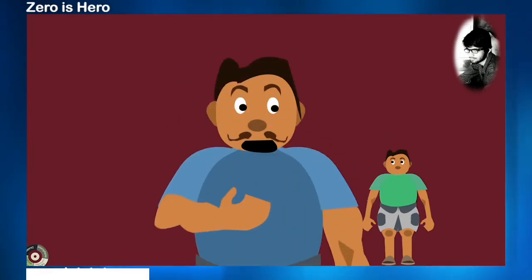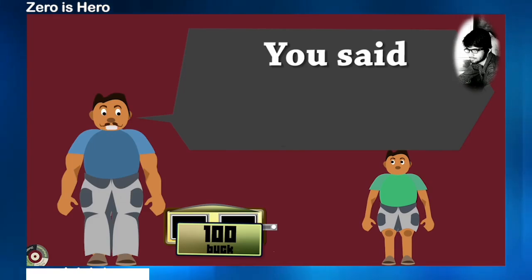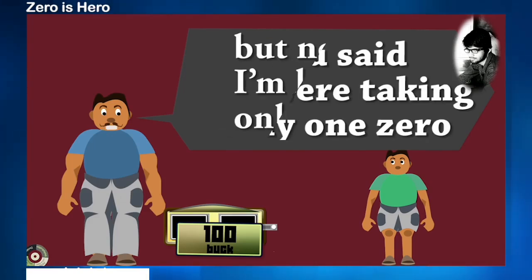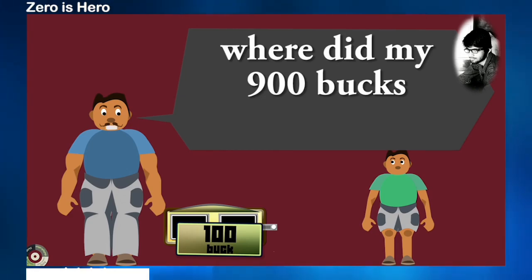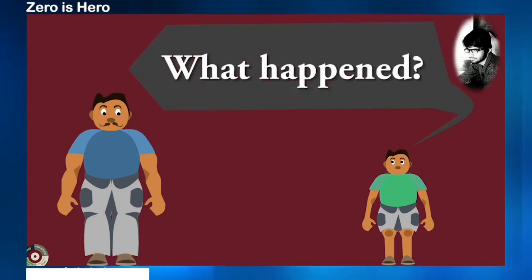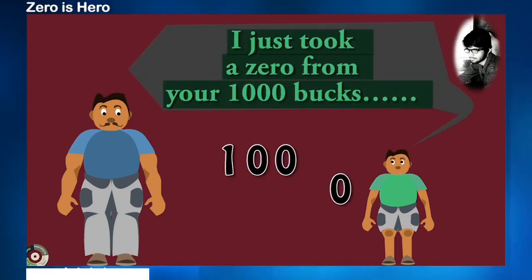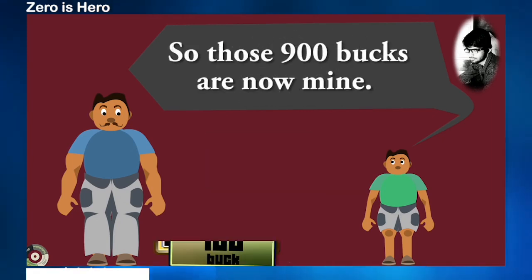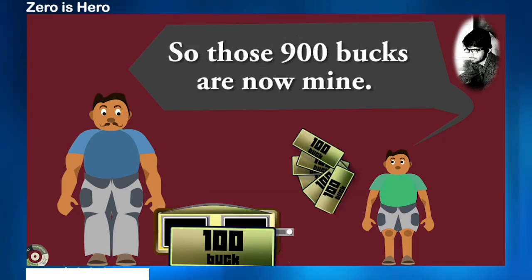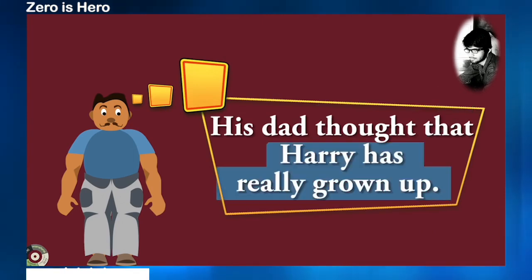His dad was surprised. "You said you were taking only 1 zero, but now I'm left with only 100. Where did my 900 bucks go?" Harry said, "What happened? I just took a zero from your 1000 bucks. That's why you're left with 100. And so, those 900 bucks are now mine." His dad thought that Harry has really grown up.